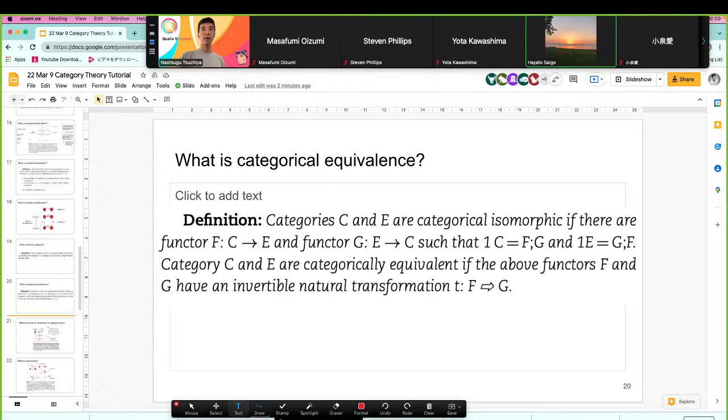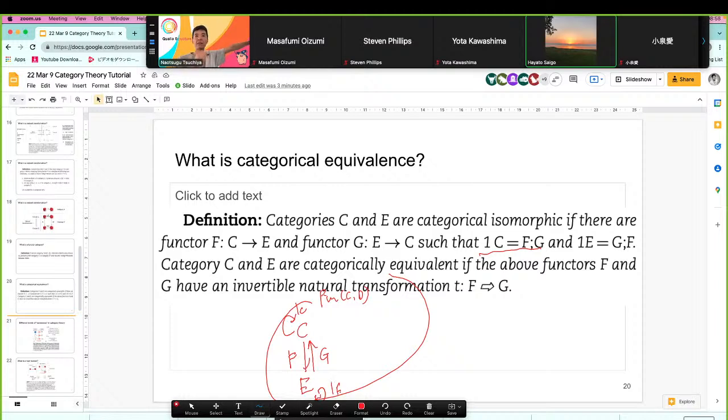So once again, just to write it again, categories C and E here, it's about central vision and entire vision, is categorically isomorphic if there are functor F that goes from C to E and then functor G, E to C, such that F then G is the same as 1C. So what we are talking about is this functor category C and then D, and then talking about category C and then E here. And then functor here F, and then functor here G. And if this 1C thing, the central vision thing, is exactly the same as the functor from C to E and E to C, then this holds. And the same goes with this.